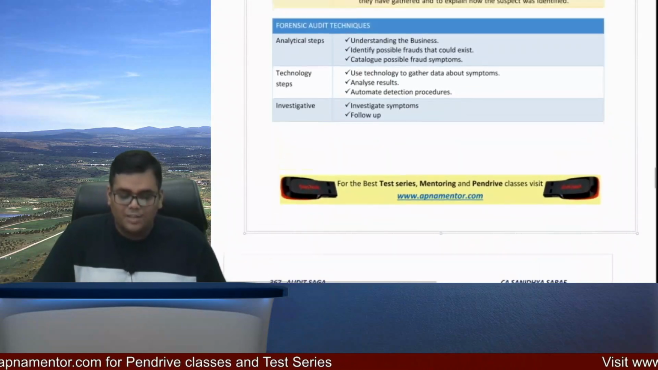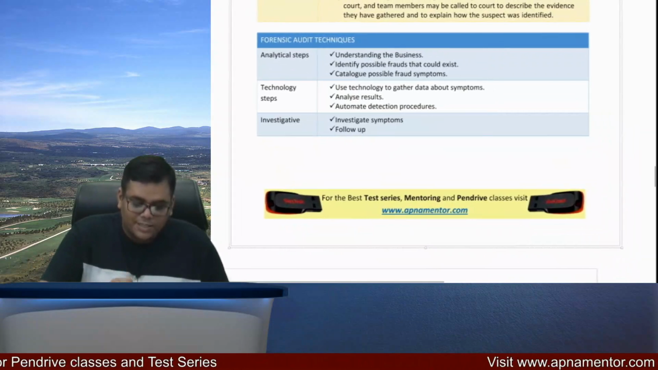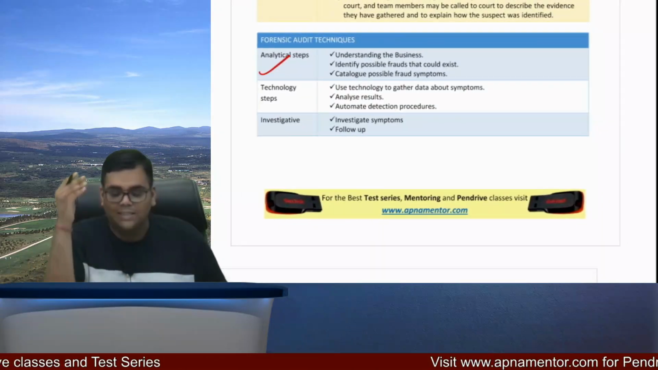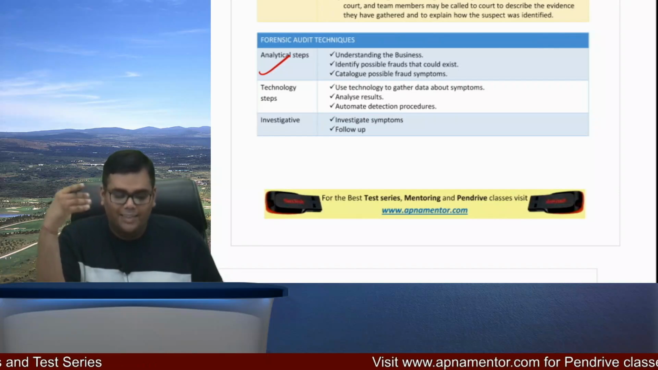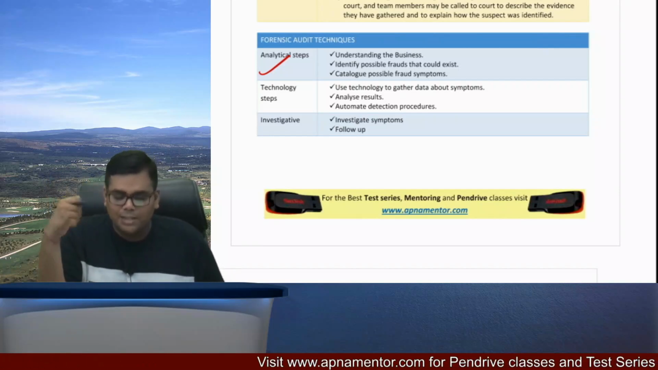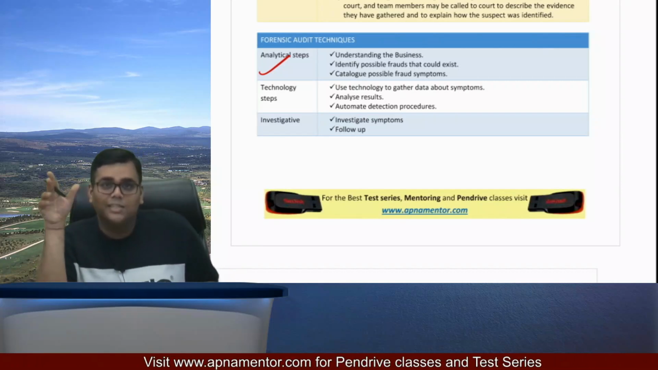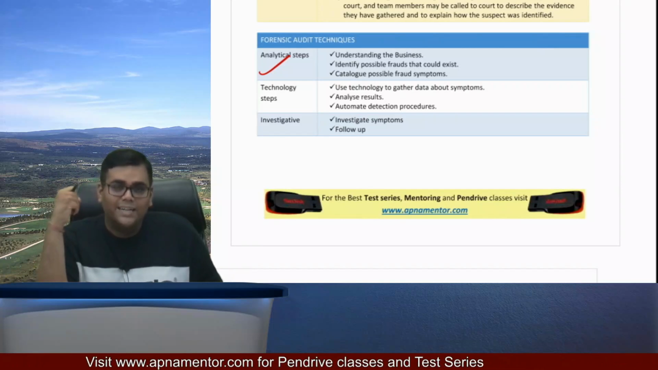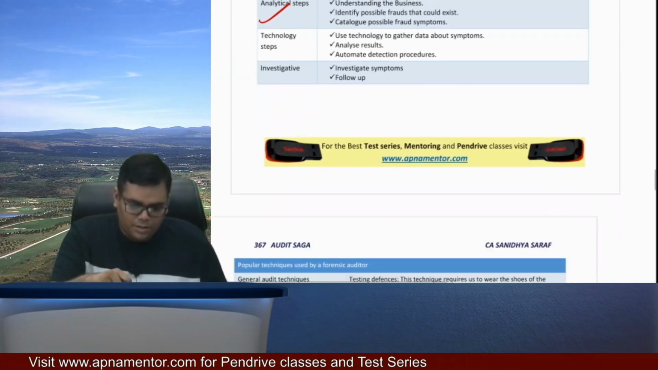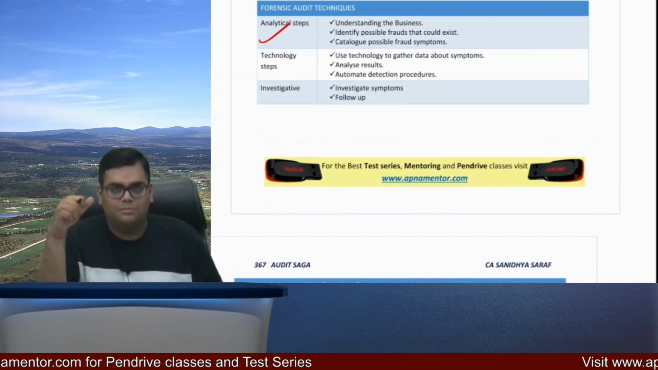What are the forensic audit techniques? So again, there are different forensic audit techniques. For example, we have analytical steps. Analytical steps include analyzing the business, understanding the business. Analytical means analyze karna. Understanding. You are not actually doing something. You are analyzing. You are understanding the business. You are identifying the fraud symptoms. Then technology steps. Using the technology to gather data about symptoms.